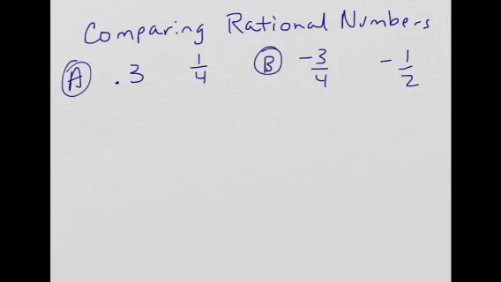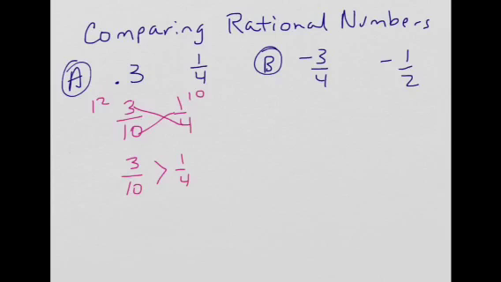Now we're going to look at comparing rational numbers. The best way to compare rational numbers is to get them into the same format. If I'm comparing fractions, I can do the cross product. This is 12, this is 10, which means 3/10 is greater than 1/4.